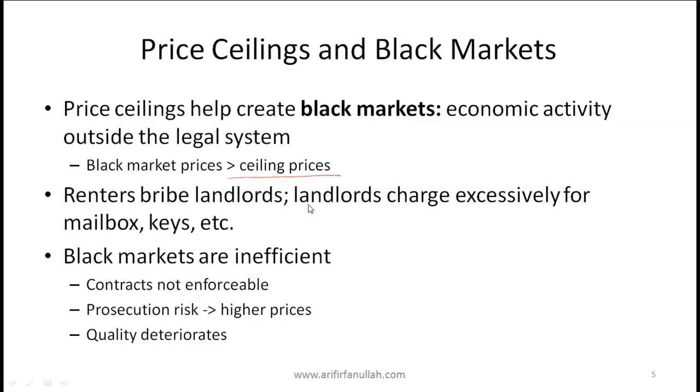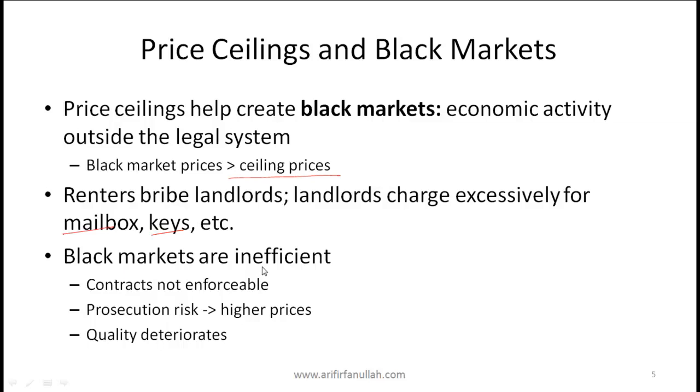So if somebody loses a key, they might be charged $500 for a spare key, or they might be charged $1,000 a month for a mailbox, and so on. So basically, by charging excessively for things that renters expect and need, landlords tend to make up for the artificially low price ceiling. As you can imagine, black markets are inefficient.